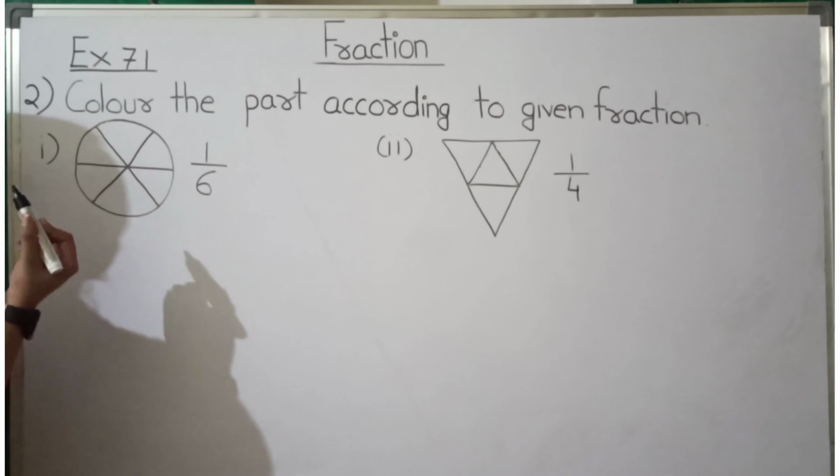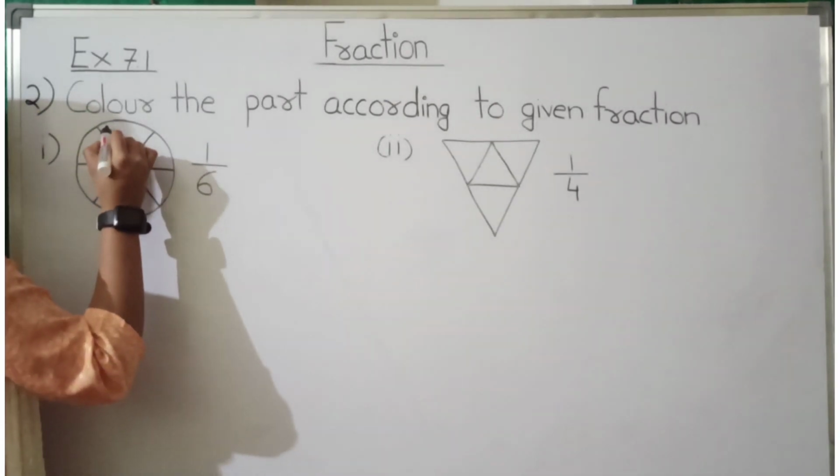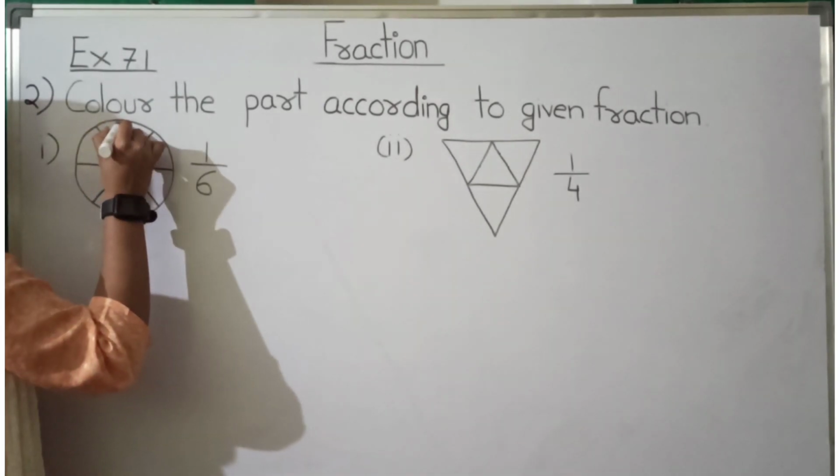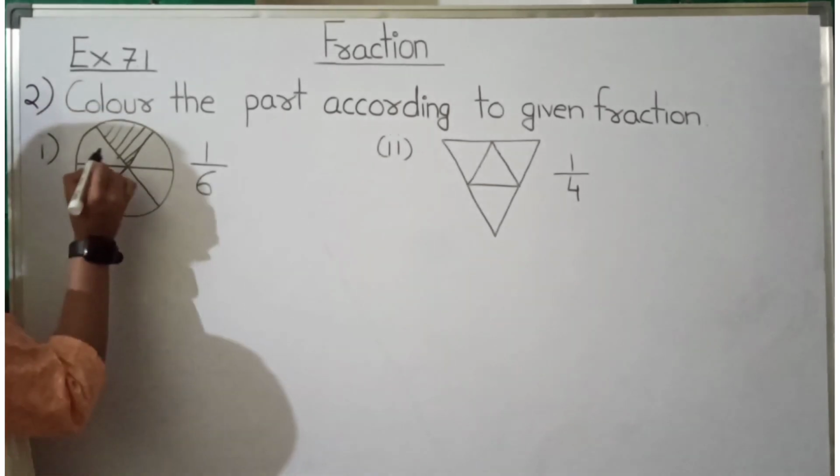So 1 by 6. So we will color one part of this among 6 parts. कोई भी एक पार्ट हम इसका कलर कर देंगे. तो ये हमारा क्या हो गया? 1 by 6.